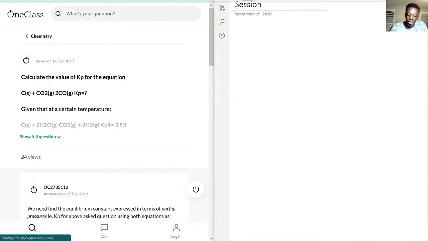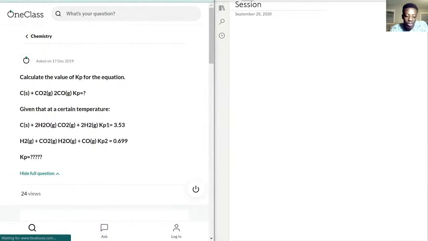And now this question is asking us to calculate the value of Kp for this equation. So we just wrote it out. It's going to look like carbon plus CO2 gas is equal to 2CO gas. We don't know the Kp, so there's the K for product, how much product is being produced here. But they do give us two formulas here.